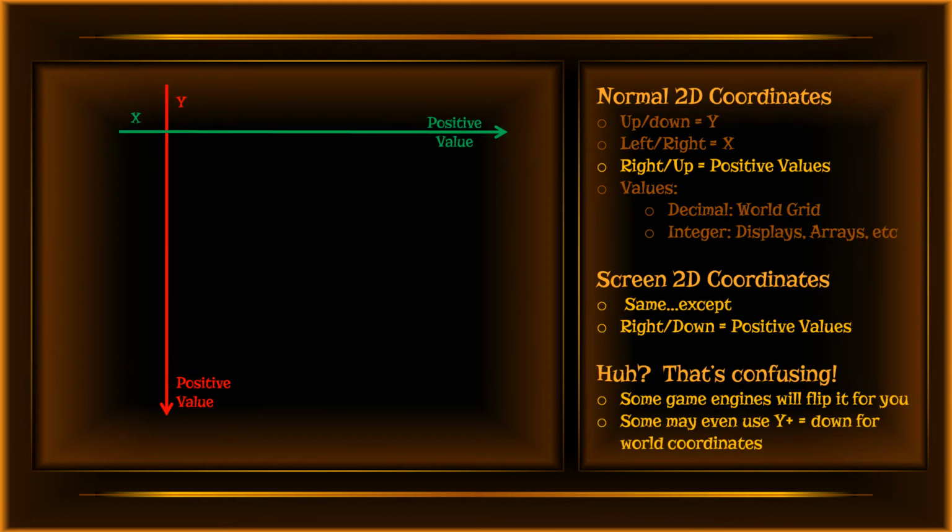But when you're dealing with computer monitors, everything works on the Y being opposite. We have positive values going down from the top of the screen, but you still have right equaling positive values for X. Some game engines have easy methods to flip back and forth, some do it automatically for you, and some might even have positive values being down inside the game world. And that gets really confusing.